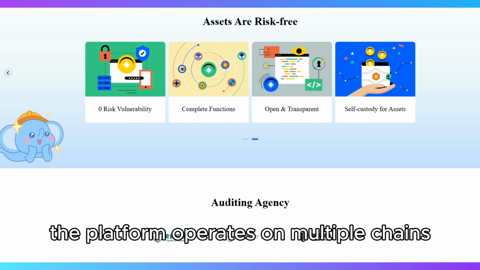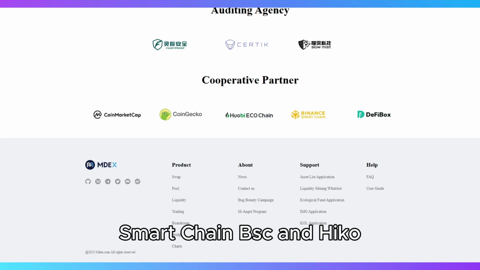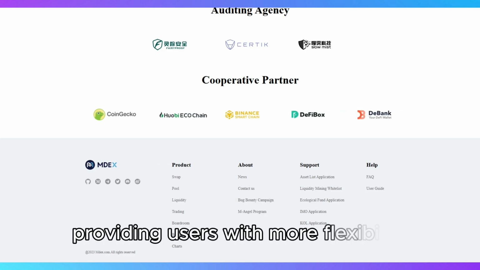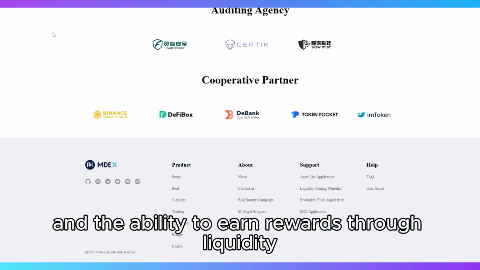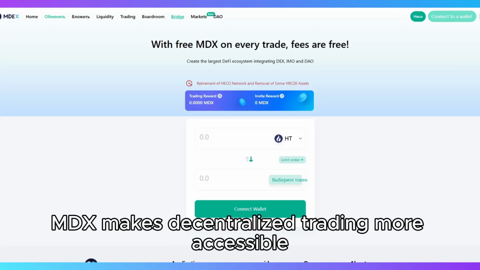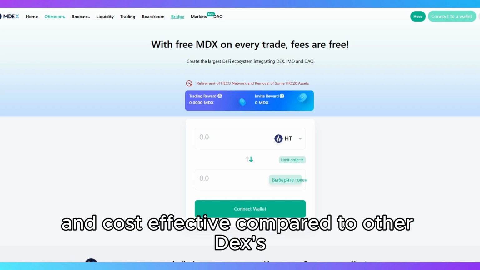The platform operates on multiple chains, including Ethereum, Binance Smart Chain, BSC, and HECO, providing users with more flexibility when trading tokens. With low transaction fees and the ability to earn rewards through liquidity provision, MDEX makes decentralized trading more accessible and cost-effective compared to other DEXs.